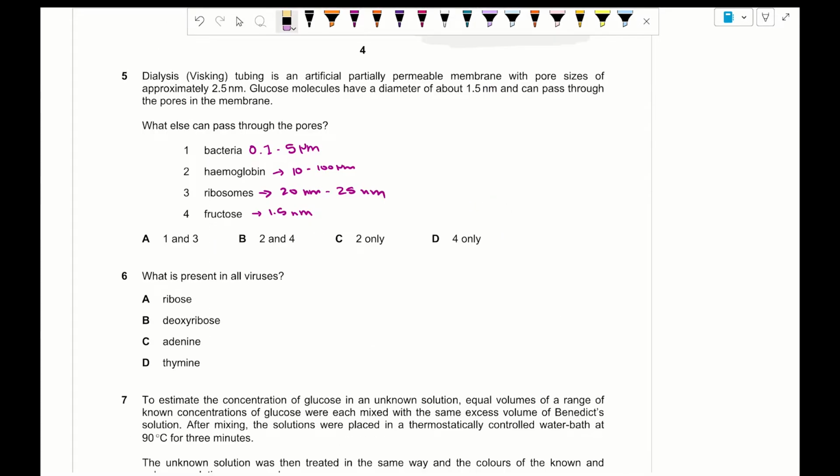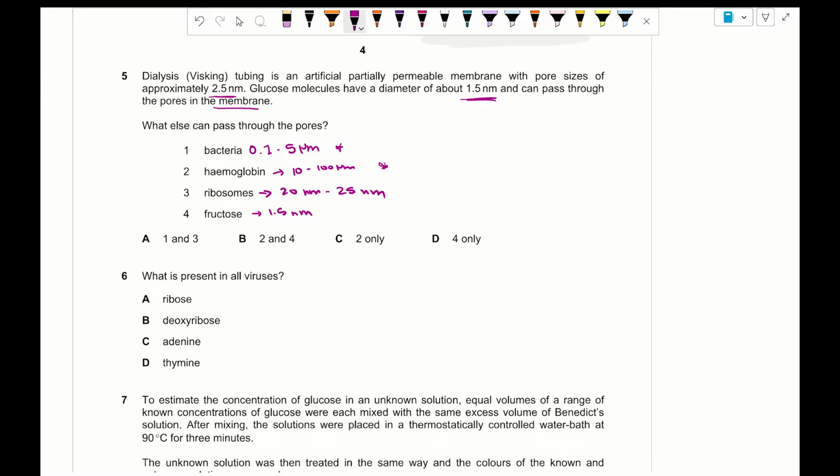Question number 5. Dialysis tubing is an artificial partially permeable membrane with pore sizes of approximately 2.5 nanometers. Glucose molecules have a diameter of 1.5 nanometers and can pass through the pores in the membrane. What else can pass through the pores? First of all, you must know what the average size of prokaryotic cells is and the average size of eukaryotic cells.